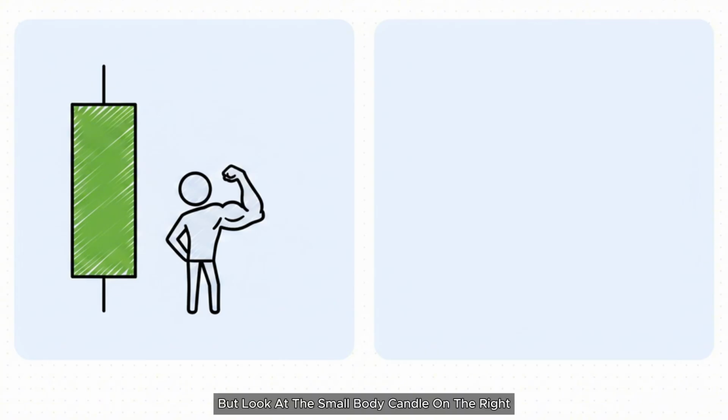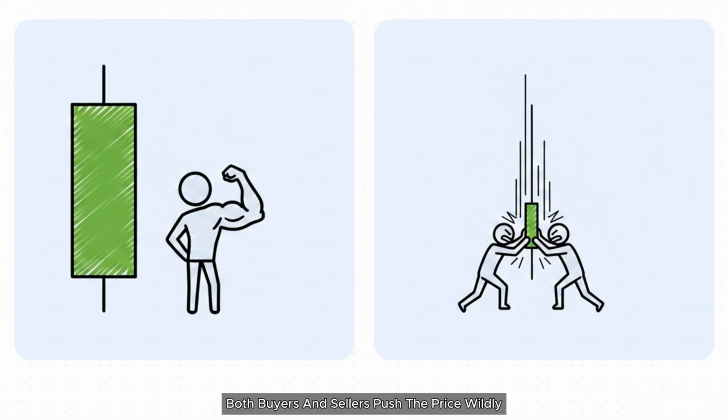But look at the small body candle on the right. Both buyers and sellers pushed the price wildly up and down, creating those long wicks we just talked about. But eventually, the price closed really close to where it opened. That shows a fierce, tough contest with an insignificant difference in power.